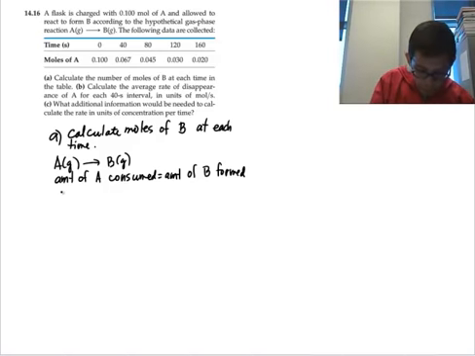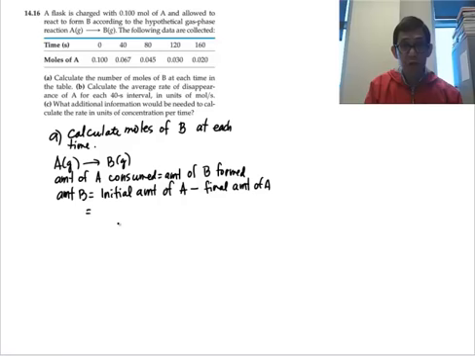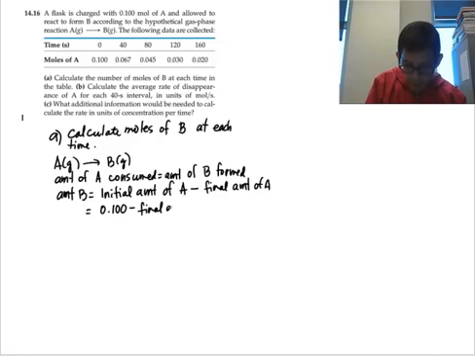So therefore, the amount of B is equal to the initial amount of A minus the final amount of A. The initial amount of A is 0.100 moles, so it's 0.100 minus the final amount of A. Now let's tabulate our values.